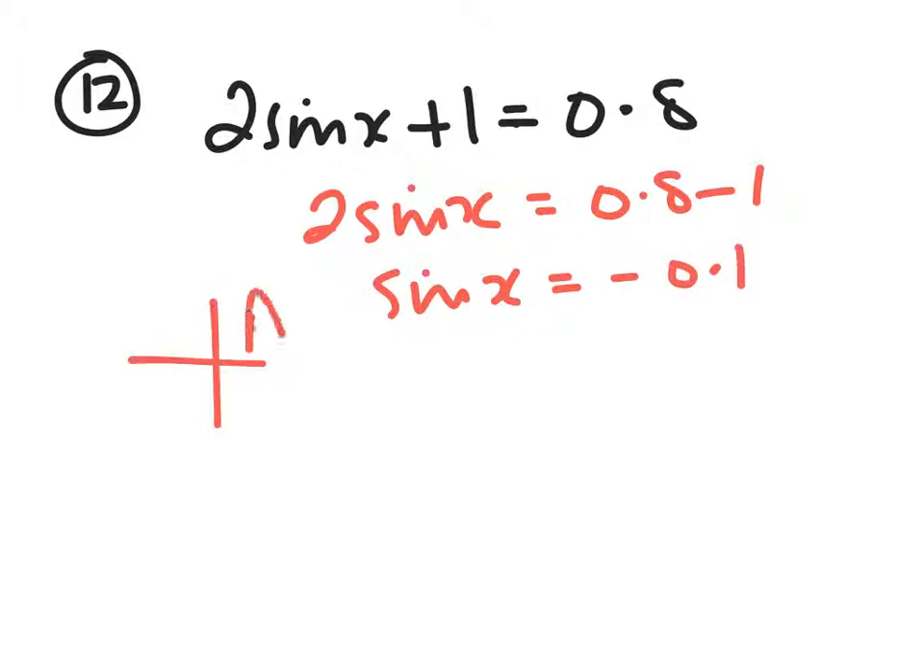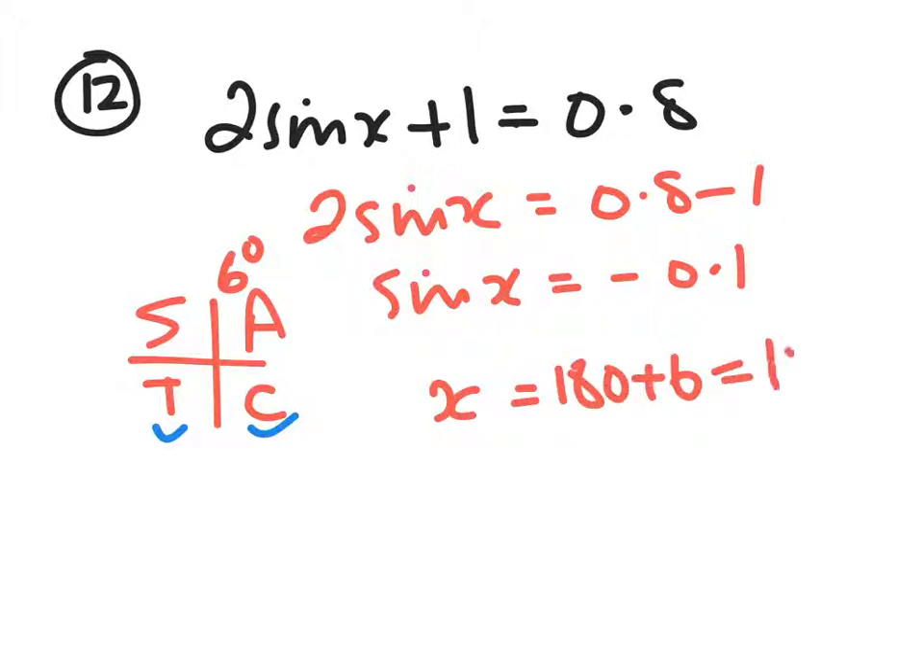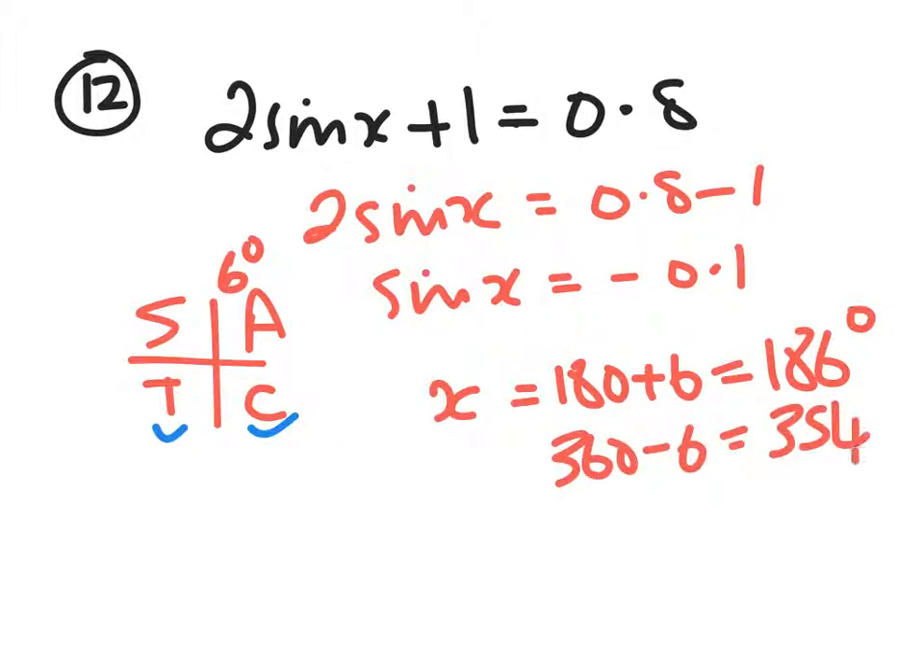Do your all sine tan cos. Sine is negative, so that means we're going to have to tick the T and the C boxes. Get the related acute angle, the RA, it turns out to be 6 degrees. So your answers are 180 add 6, which is 186, and 360 minus 6, which is 354.